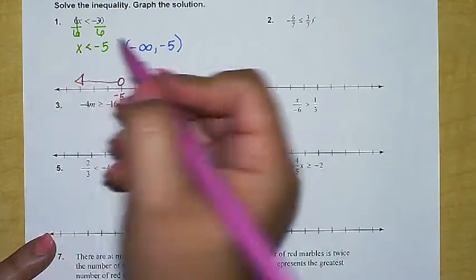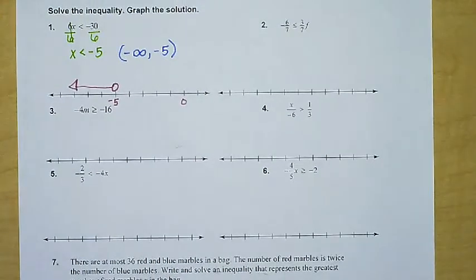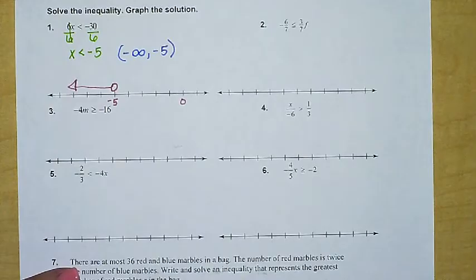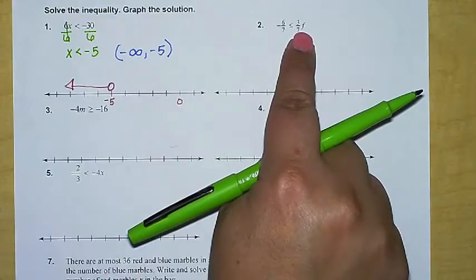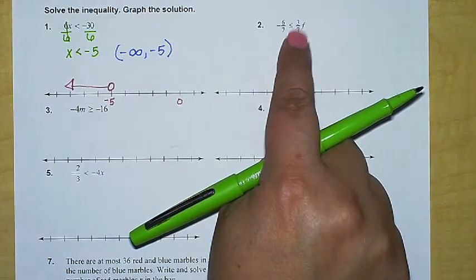No worries about the inequality because we divided by a positive number. So really nothing had to change or be different. Okay, let's take a look at number 2. Number 2, our variable is on the right, and so this is what I want to get rid of here.